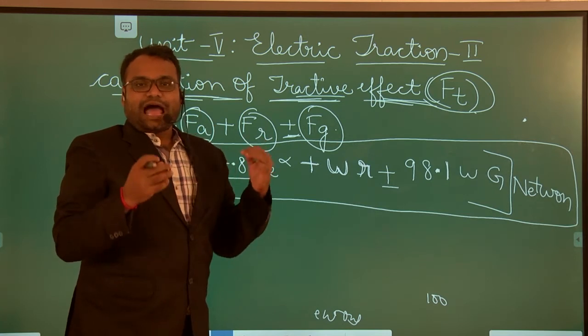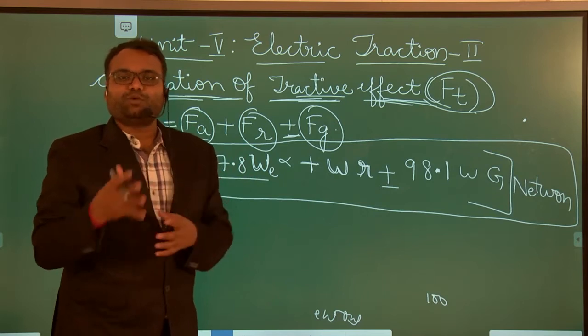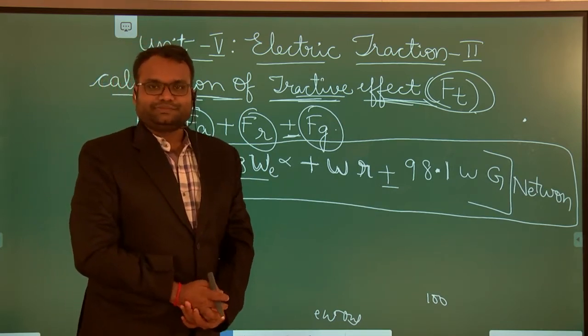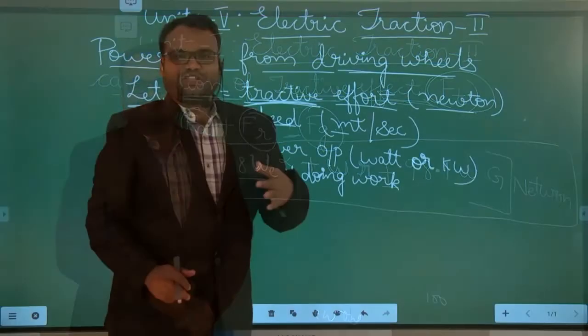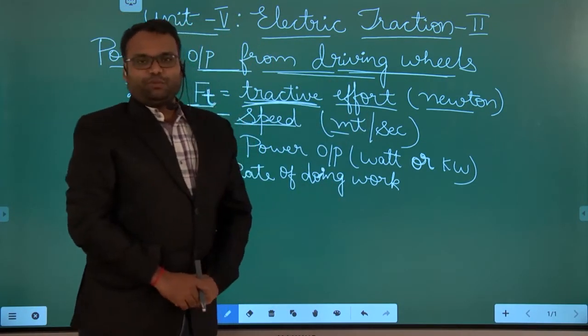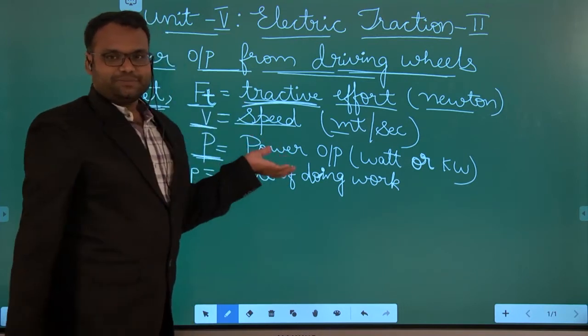So the train has to have sufficient tractive force in order to have motion on its level track. Next we are going to discuss the power calculation. The next concept is power output from the driving wheel. In this derivation, we'll first see what are the terms used here.